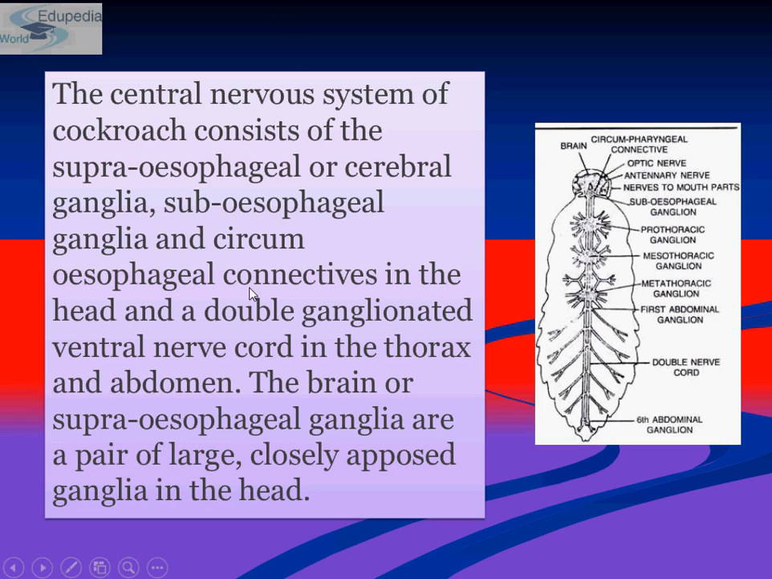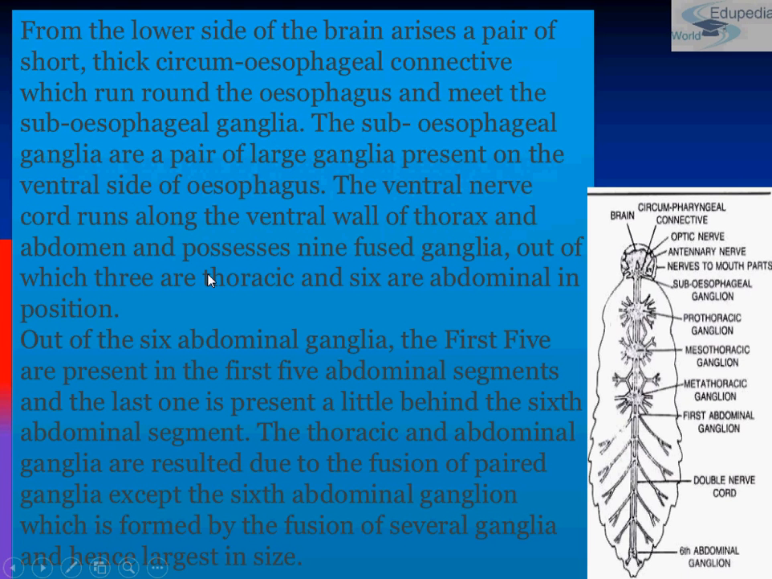From the lower side of the brain arises a pair of short thick circum-esophageal connectives which run around the esophagus and meet the sub-esophageal ganglion. See, this is the sub-esophageal ganglion and this is the circum-esophageal connective. Now we talk about the sub-esophageal ganglion first. It is a pair of large ganglia present on the ventral side of the esophagus.